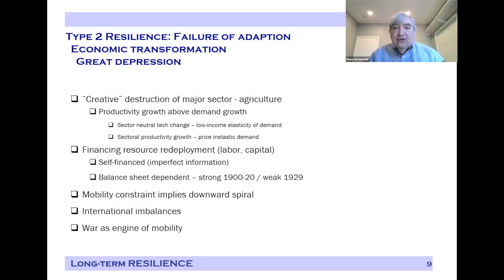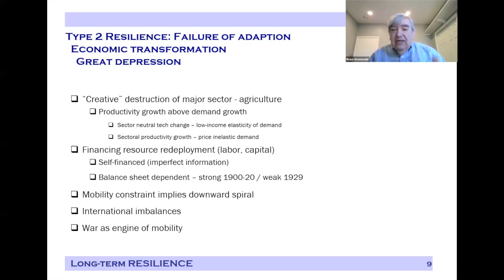Now, the natural thing that you would expect to happen is that the creative destruction is accompanied by some creative creation, that the resources shift. But it seems to me there are significant impediments, especially given the structure of agriculture, to redeploying resources, and to financing the redeployment of resources, capital and labor, out of the agricultural sector into the urban manufacturing economy.